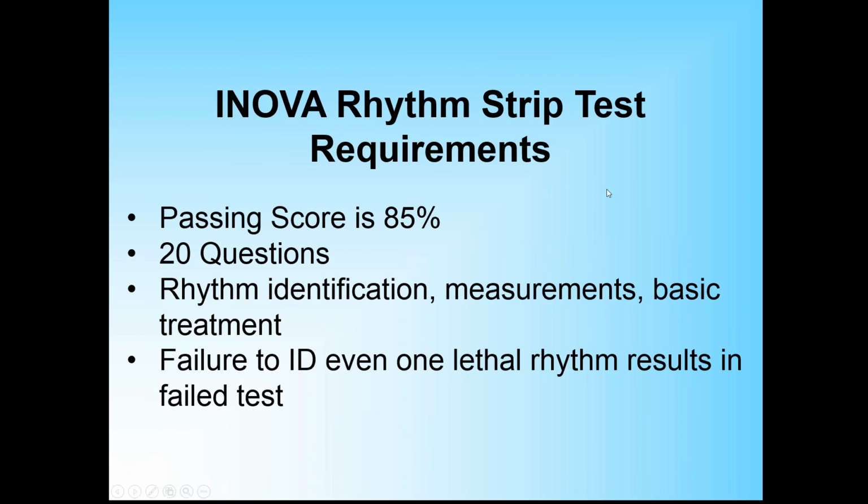Next. I just went over all of this with you. The passing score is 85%. There's 20 questions. There's rhythm identification. You need to know how to do your measurements and basic treatment, and failure to ID even one lethal rhythm results in a failed test and canceled contract. Next.